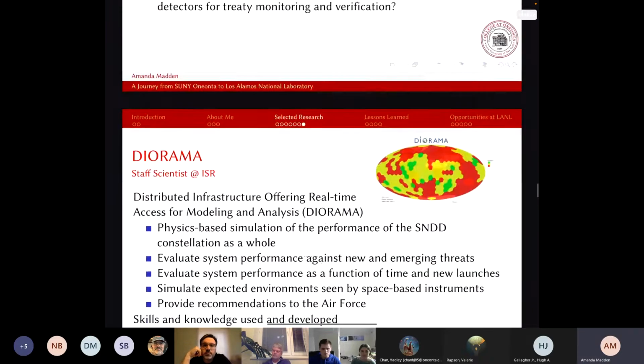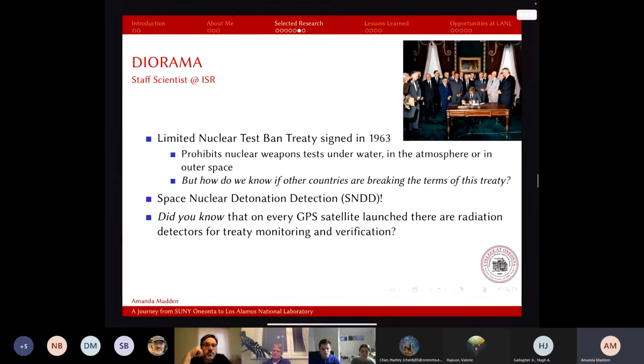And there's a lot of work that was done, or that is still done, in the group that I was in at ISR, developing these radiation detectors. So we have neutron, prompt gamma ray, delayed gamma ray detectors on a certain set of satellites. And then we have X-ray detectors, optical detectors, EMP detectors on another set of satellites.